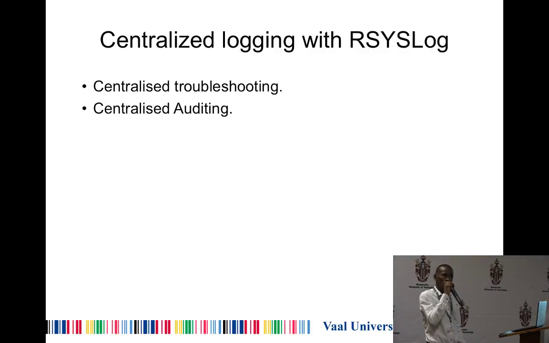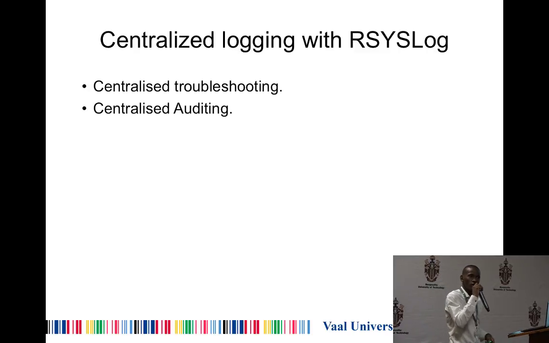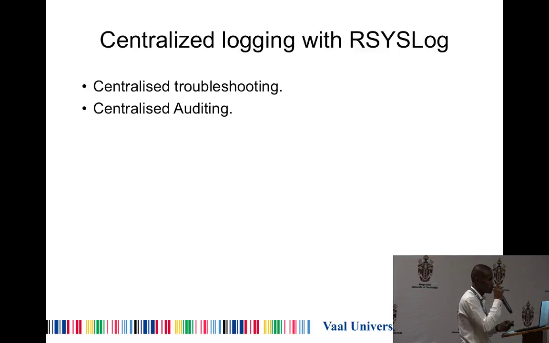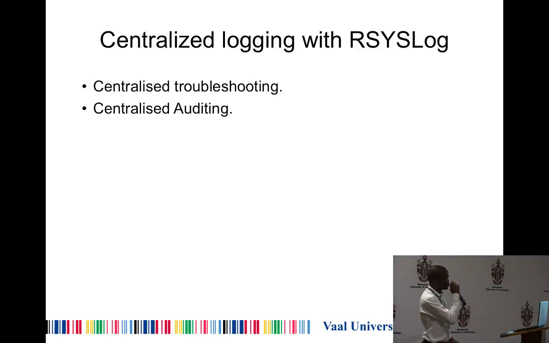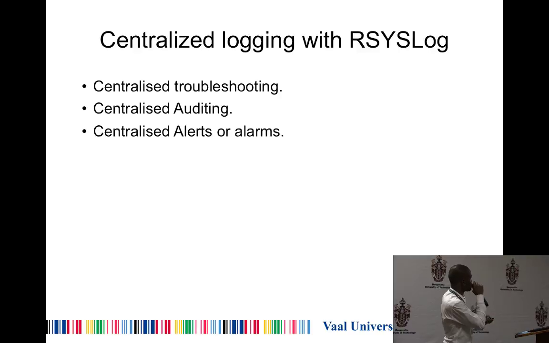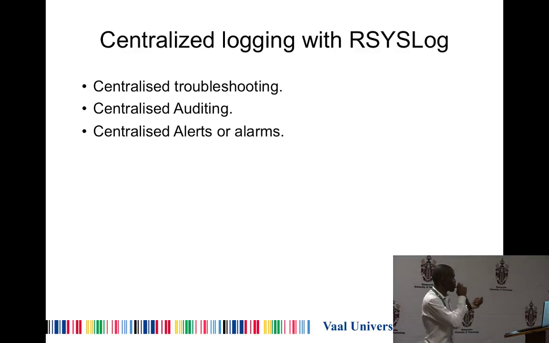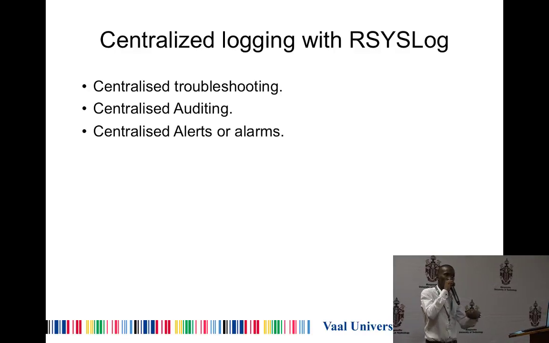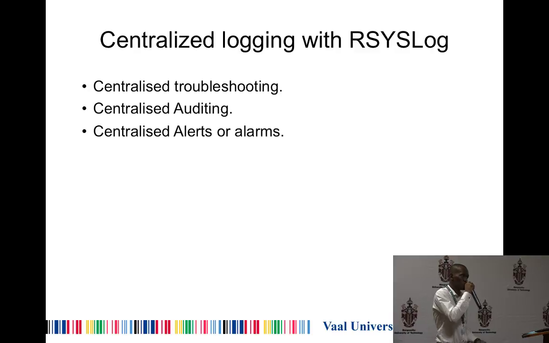Centralized auditing. I heard that you guys actually like auditors. We don't, but you have one central place for them to audit. You can set up alerts from the RSS log. So let's say, for example, you're logging specific attempts by people trying to log into your infrastructure. You can actually, from RSS log itself, forward an email to a specific person or a specific group of people.